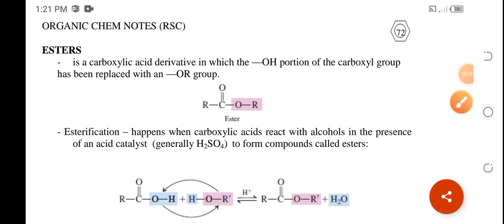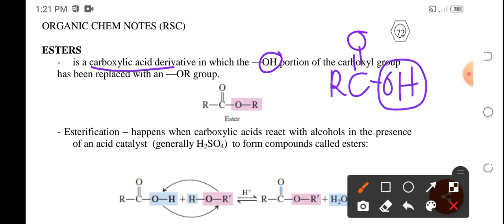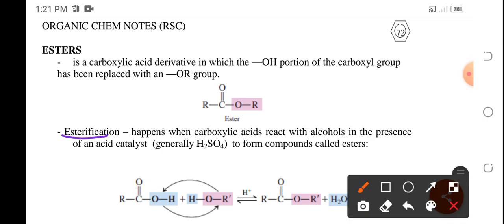Esters are one of the carboxylic acid derivatives wherein the hydroxyl part of the carboxylic acid, which is originally RCOOH, has been replaced with an OR. So that is an ester. It's a carboxylic acid derivative, and they are formed via esterification. This is the reaction of carboxylic acid with alcohol in the presence of an acid catalyst, usually sulfuric acid.